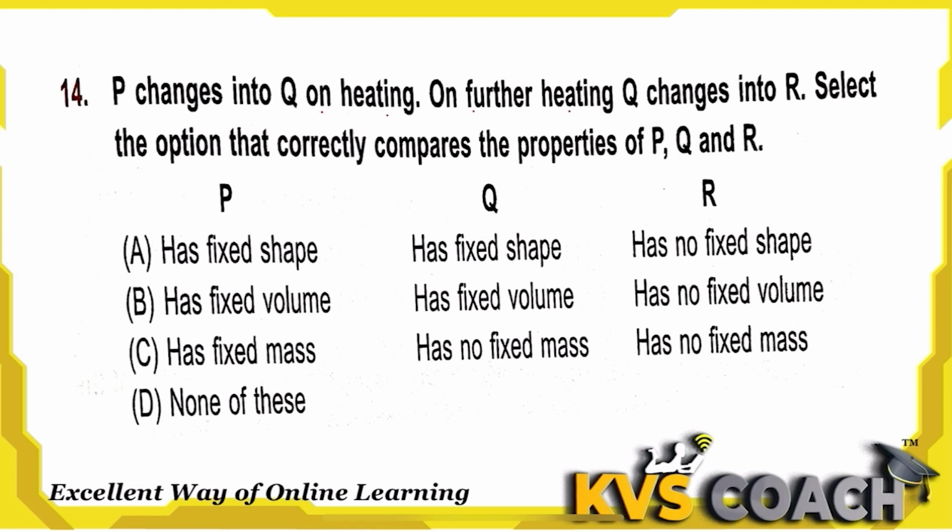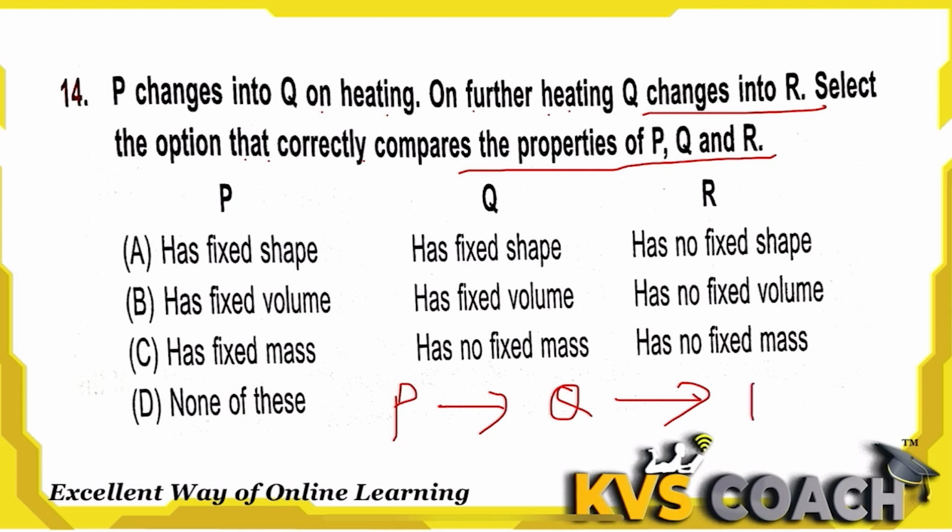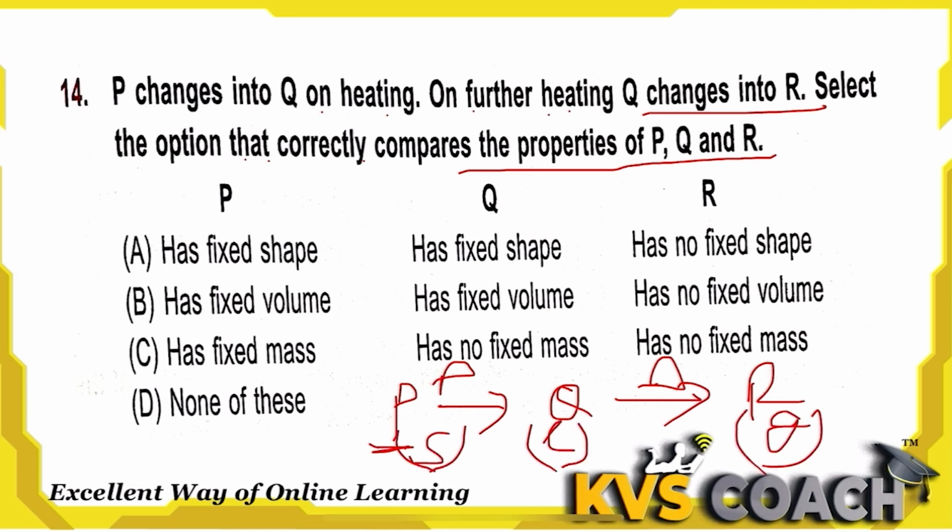P changes into Q on heating. On further heating, Q changes into R. Select the correct option that correctly compares the property of P, Q, R. When we heat P, it makes Q, and when we heat Q, it makes R. That means we are heating here, and here. So maybe it is solid, then it changes into liquid, and liquid changes into gaseous state.